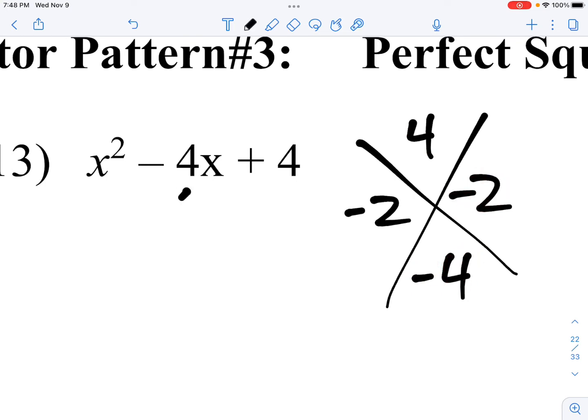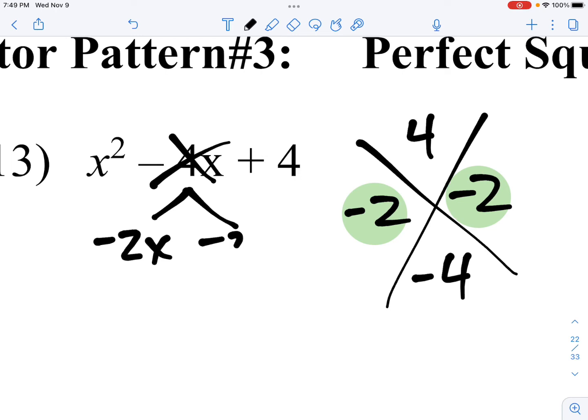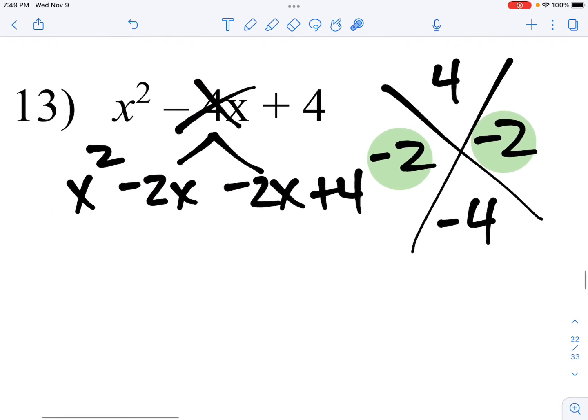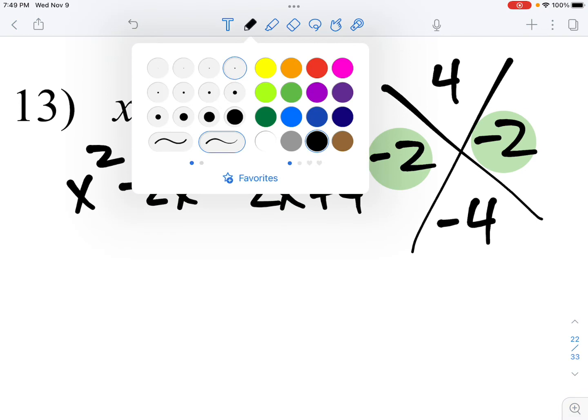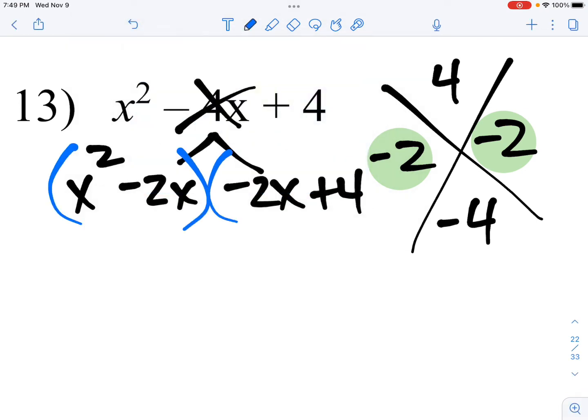Remember what to do next. You split this -4x into these 2 numbers, -2x and -2x. Keep the positive 4 at the end, and keep the x squared at the front. So we just split, it's called split the middle, right? We took this number, we crossed it out, we changed it to -2x and -2x. Now here's something we've been doing for like a week now. 1, 2, 3, 4. When you have 4 things, remember that means you put parentheses and then parentheses.